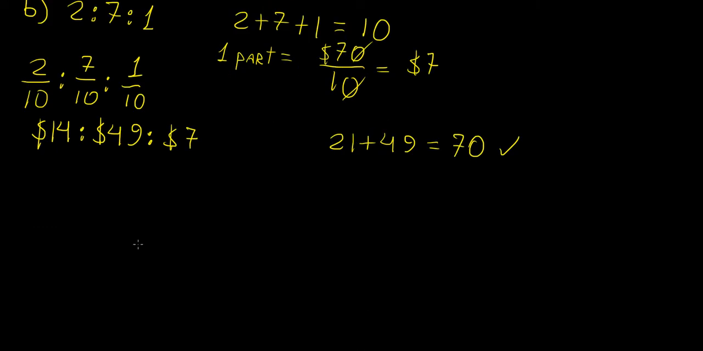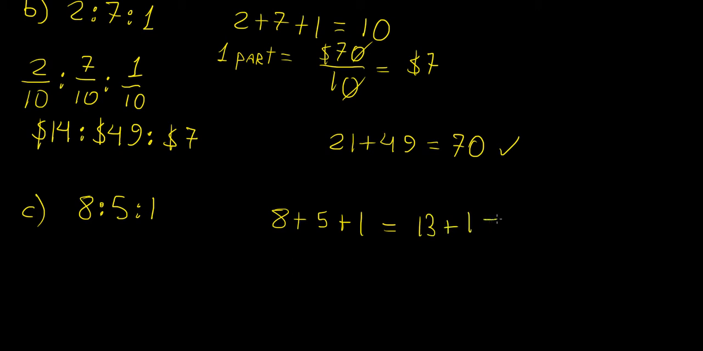Let's do a last one just to make sure that everything is basically ingrained into your mind. So we have 8 to 5 to 1. Add up the parts. So that's 8 plus 5 plus 1. This is going to be 13 plus 1, that's 14. And that means we're going to divide the $70 by 14. That would be the size of one part. For this one, if we put it in the calculator, that's going to be 5. So the value of a single part is going to be $5.